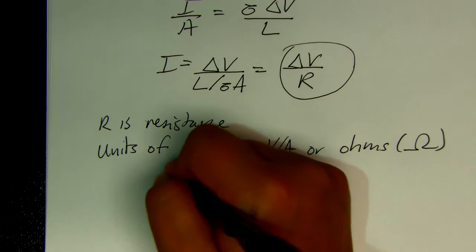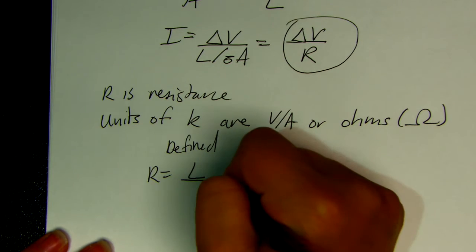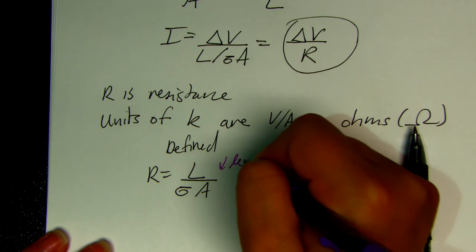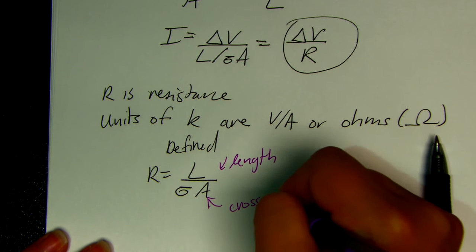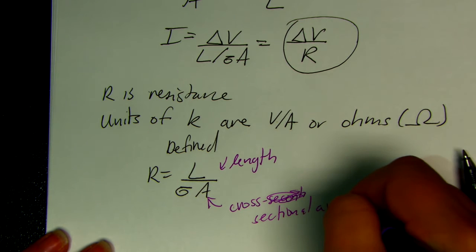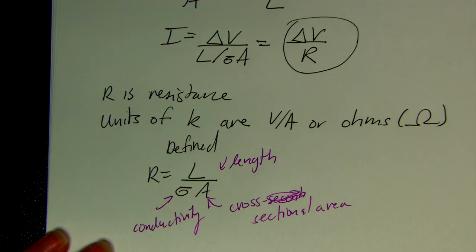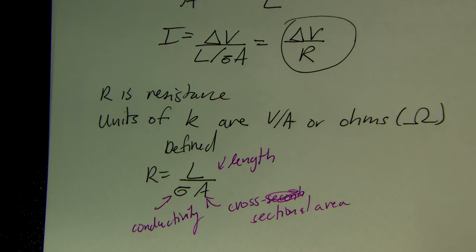And we can define resistance as L over sigma A. So we have the length of the resistor, the cross-sectional area, and conductivity, all defining the properties of that particular resistor. And this is what I mean by non-fundamental, because something like shape can actually change it so much.